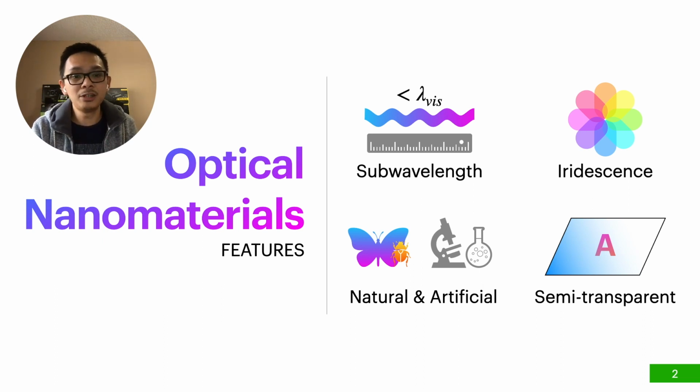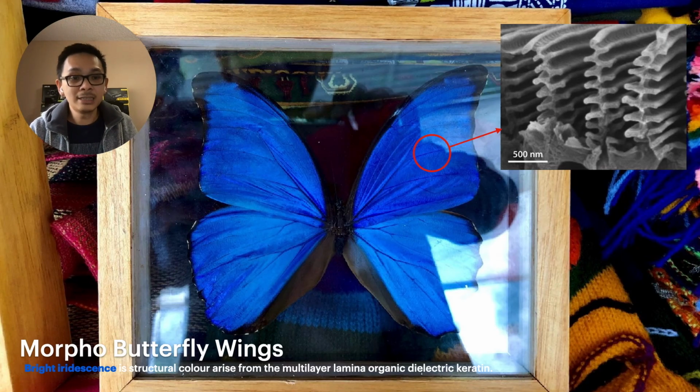And some of these materials have semi-transparent properties, like thin films. One example is morpho butterfly wings. The colors that we see on the wings actually arise from nanostructures. It's a dielectric nanostructure that produces a blue iridescent color.